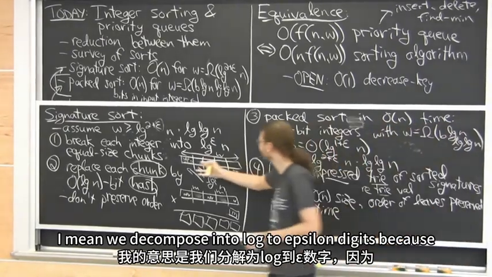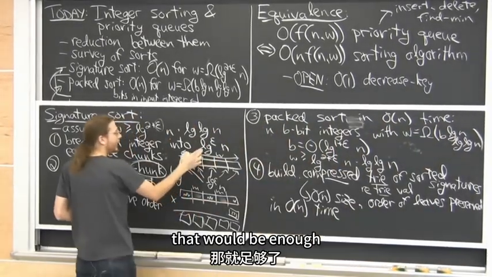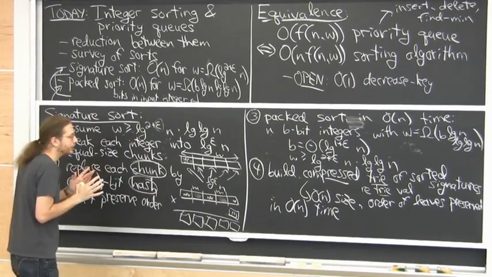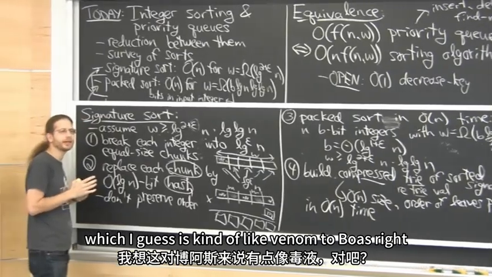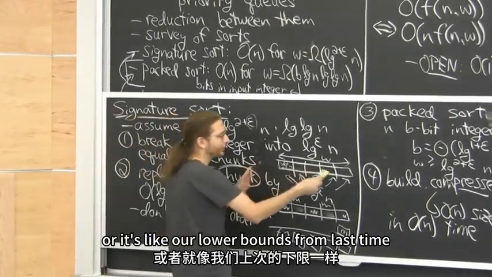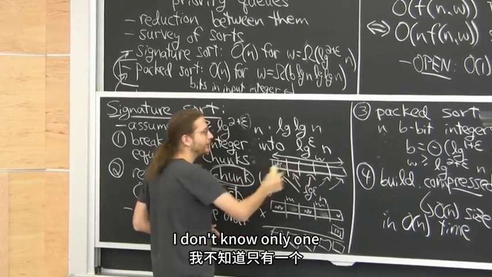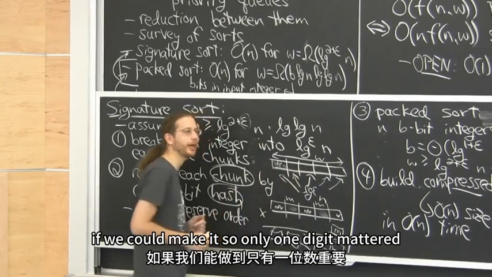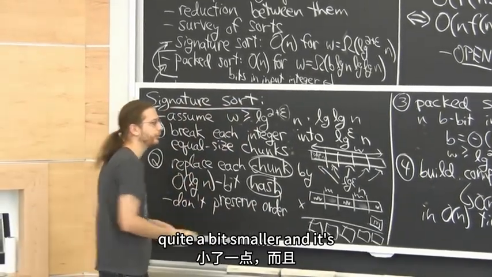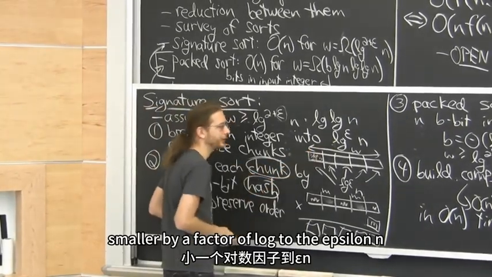I mean, we decompose into log to the epsilon digits because that would be enough. If we could get things down to a single digit, life would be easy. Which I guess is kind of like van Emde Boas, right? Or it's like our lower bounds from last time. If we could make it so only one digit mattered, then we could afford to do it because each digit is quite a bit smaller, by a factor of log to the epsilon n.